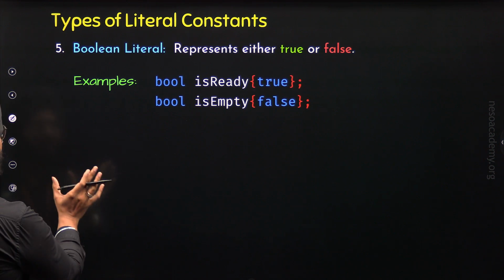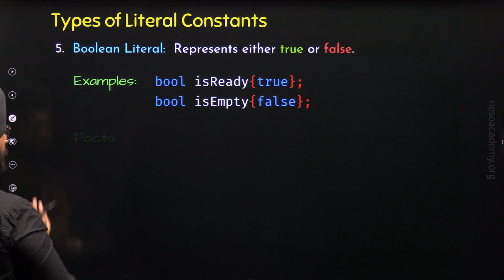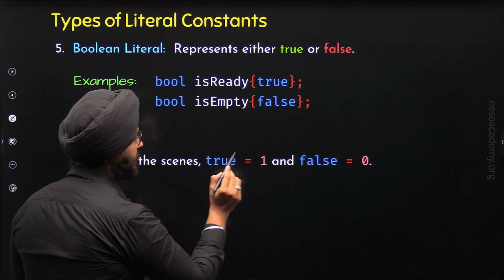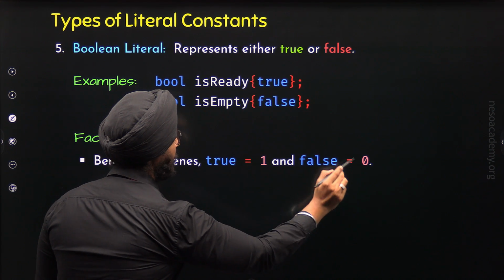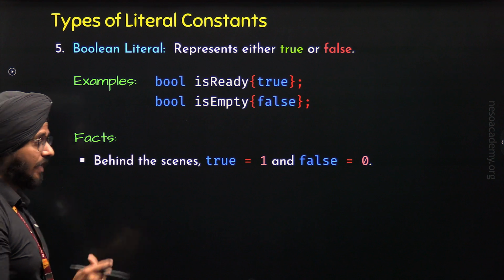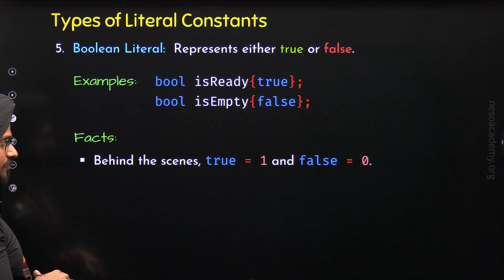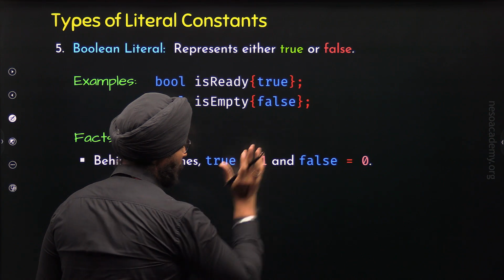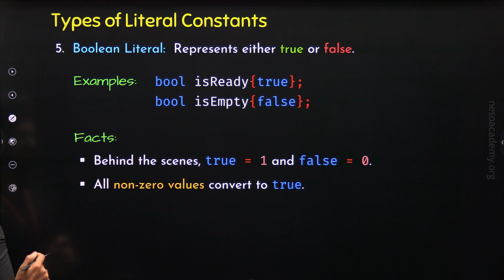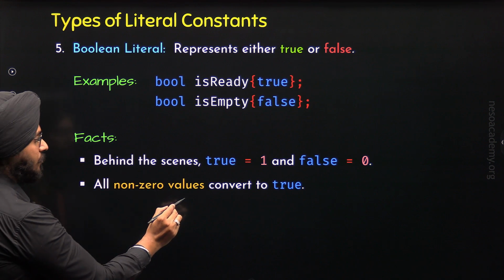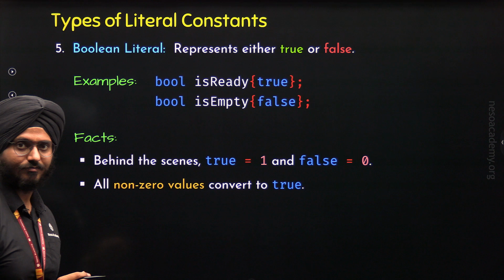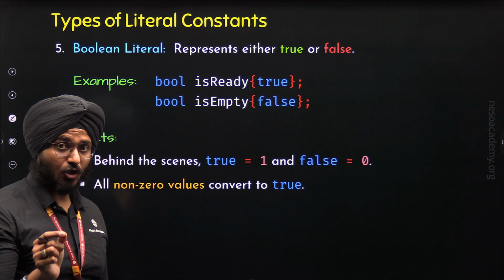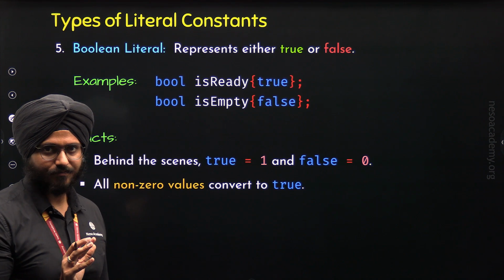Now let's see some facts associated with Boolean literals. Here is the first fact. Behind the scenes, true is the same as 1 and false is the same as 0. So it is the case internally in the system that true is treated as 1 and false is treated as 0. The second fact is all non-zero values convert to true. All non-zero values are treated as true and 0 is treated as false.